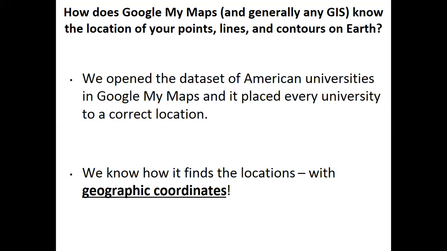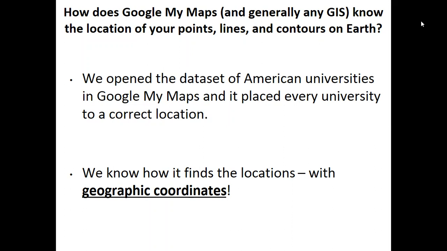We have noticed that the location of our points, lines, and contours on Earth could be placed at some particular location in the digital maps on the Earth surface. So the question is, how does Google Maps or any other GIS know where to place our data sets? For example, in one of our previous meetings we opened the data set of American universities in Google My Maps, and every university was placed in a correct location.